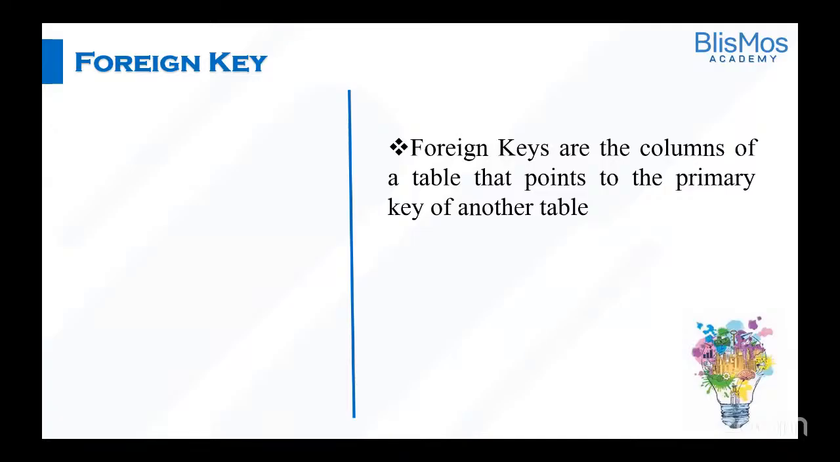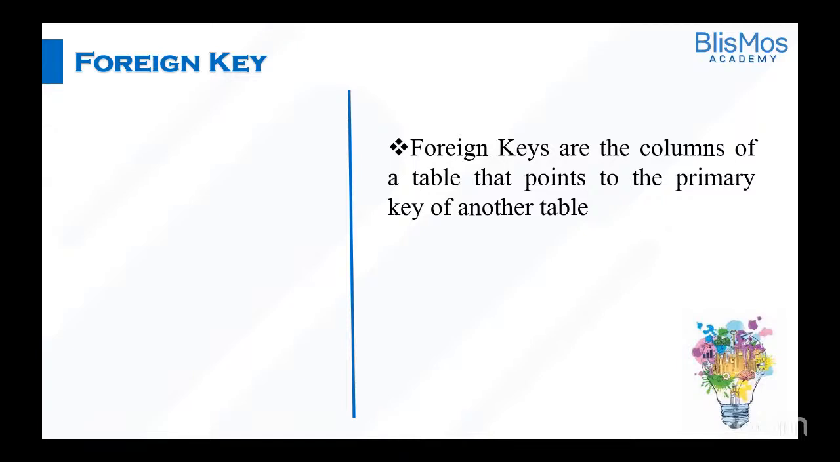Anyway, we'll take an example and go through that. Foreign keys are a type of key. When I say key, we are referring to the column here, right? Please remember that. They are the columns in a table that point to the primary key of another table.